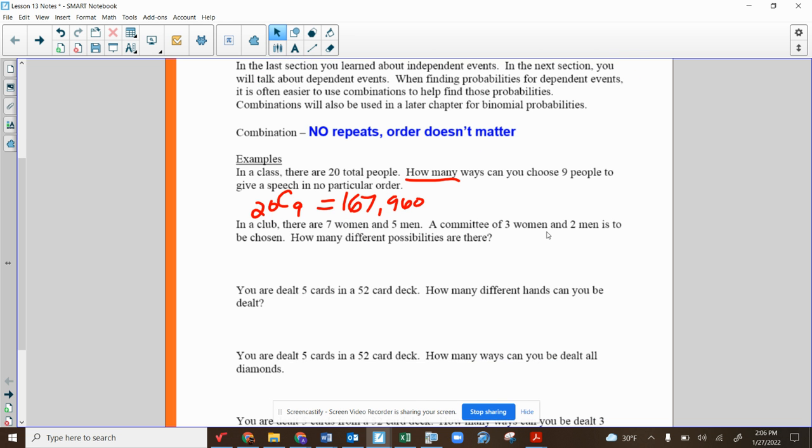In a club, there are 7 women and 5 men, so a total of 12 people. A committee of 3 women and 2 men is to be chosen. How many different possibilities are there? I want to be able to pick 3 women and 2 men from the 7 and 5 group. So for the women, I have 7 to pick from. I am choosing 3 of them. From the men, I have 5 to pick from. I am choosing 2 of them. And then because it's 3 women and 2 men, I'm going to take those 2 things and multiply them together.